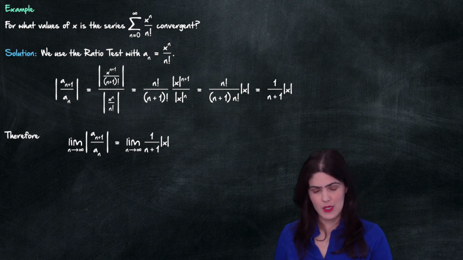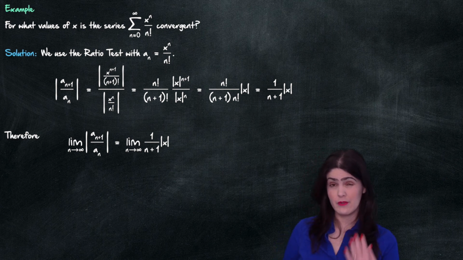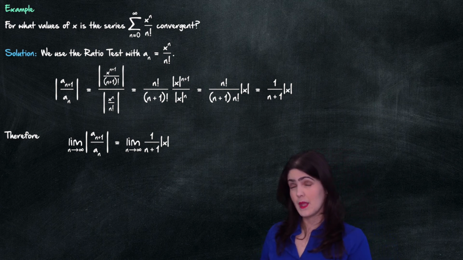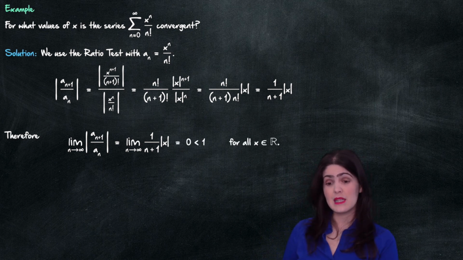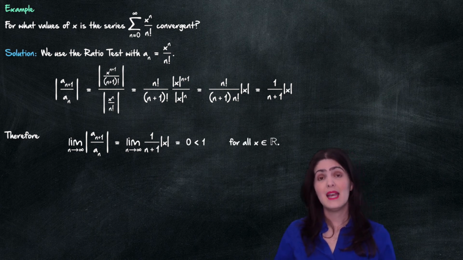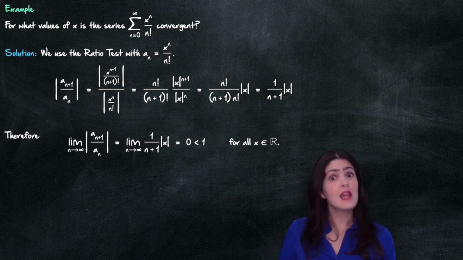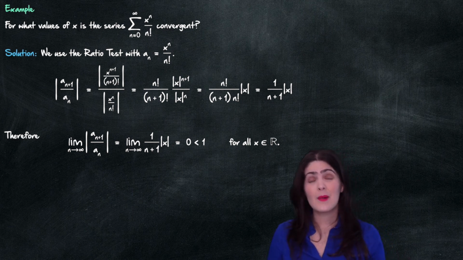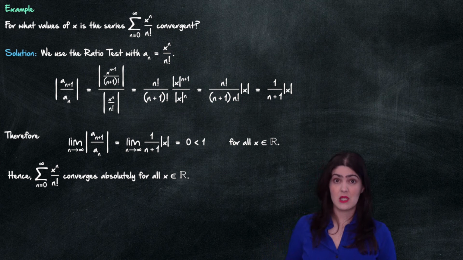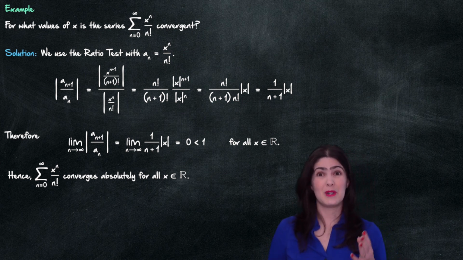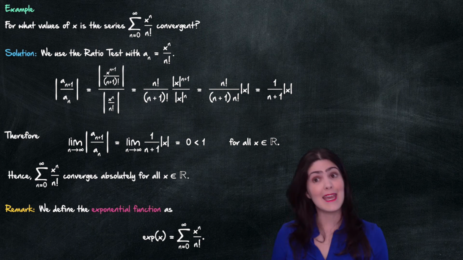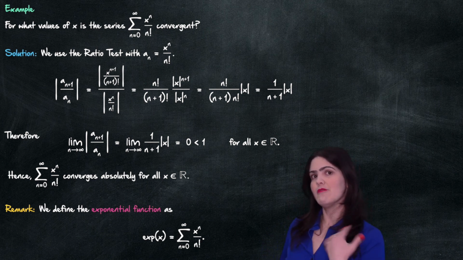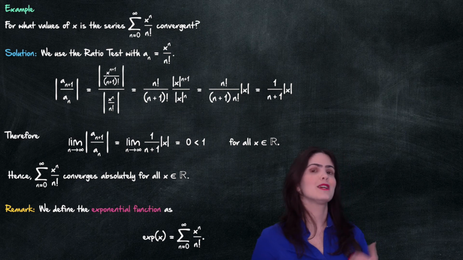As n approaches infinity, 1 over (n+1) goes to 0. And the absolute value of x is a fixed number, so we have a number times something that goes to 0, so this limit is 0. And 0 is less than 1. As we said, this works for any value of x, no matter what x is. So then my power series converges for any real number x. And actually, this is how we define the exponential function. The exponential function, e to the x, is just the sum from n equals 0 to infinity of x^n over n factorial.